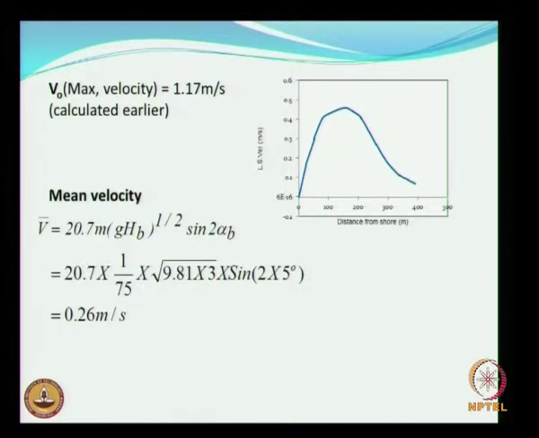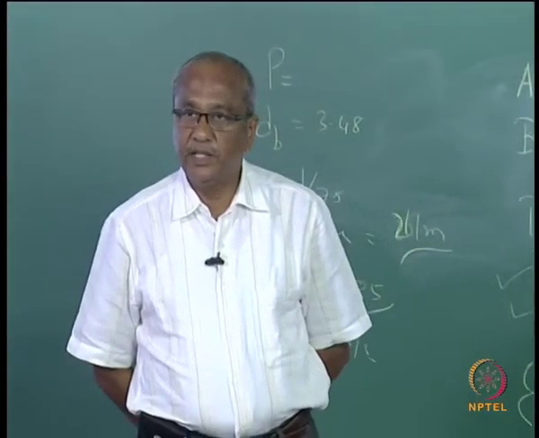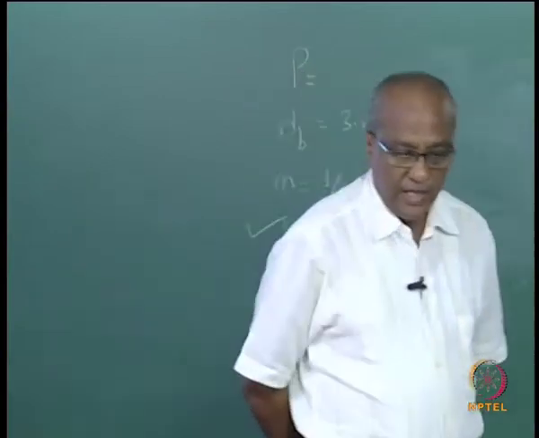Surf width was 260 meters, right. So you see that beyond the surf width also you can have a certain amount of longshore current velocity, as you can see in this, okay. You still have a certain amount of velocity being generated beyond the surf zone. Is that clear? Any of you have any doubts?